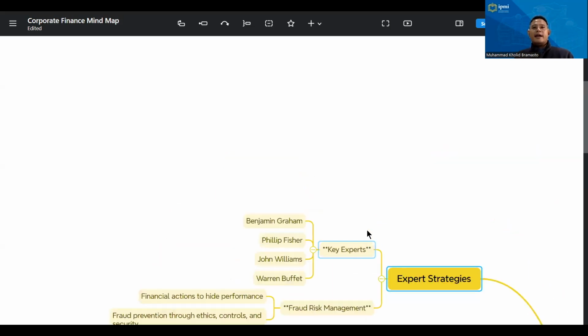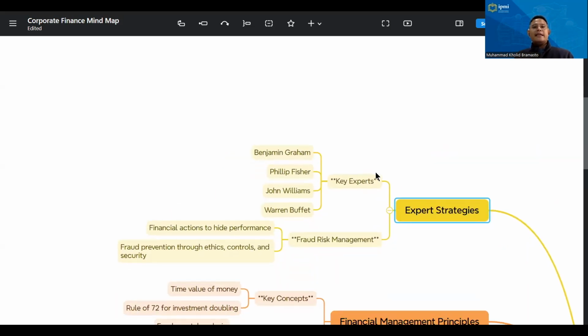And from the expert strategies, we can learn a lot from financial experts such as Benjamin Graham, Philip Fisher, John Williams, and Warren Buffett. Understanding fraud risk management and the potential financial actions to manipulate performance has the highest priority. The use of ethical practices, rigorous controls, and robust security measures is crucial in preserving the integrity of financial management and preventing acts of fraud.